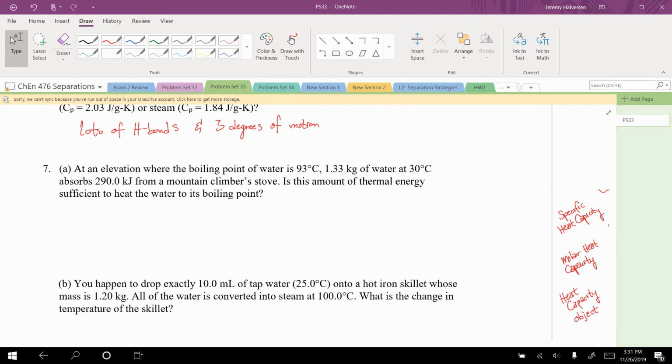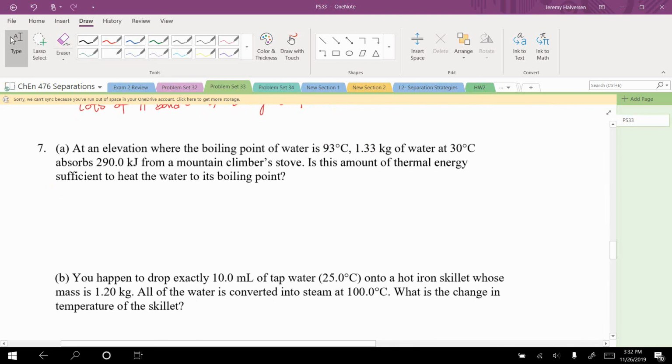So there's two ways to calculate this. One is to use the 290 kilojoules and calculate the final temperature of the water. The second is to use 93 as the final temperature of the water and figure out how much heat would be required to do that. Okay, I'm going to do the first way. So 290 kilojoules, what is that? Well, that's a heat. That's a Q.